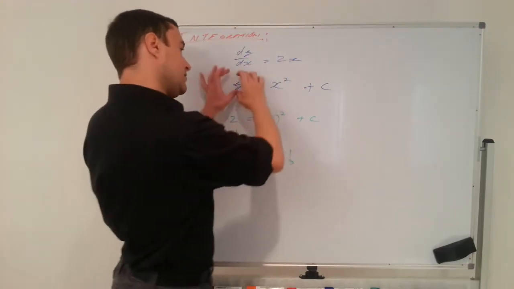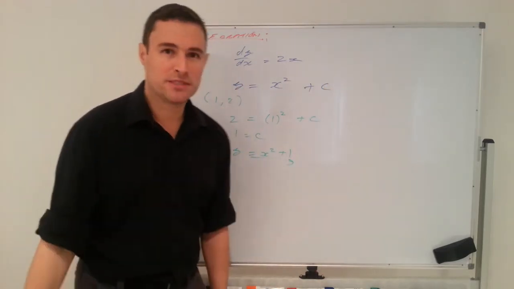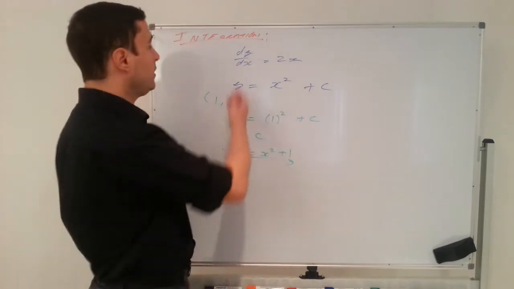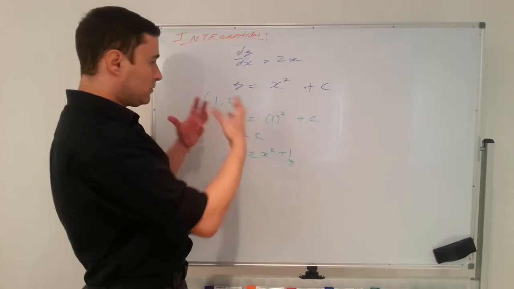Otherwise, this is my general solution. Please be careful of that. The most common mistake I see is people forget the c. They're asked to integrate this and they just give that. Right, super. So that's the rough explanation.